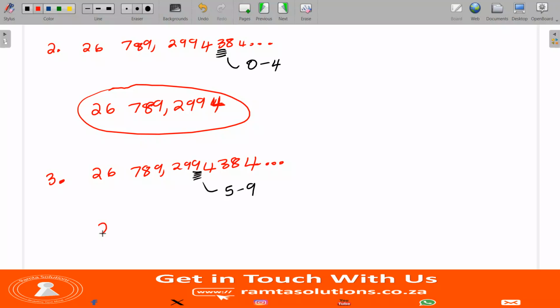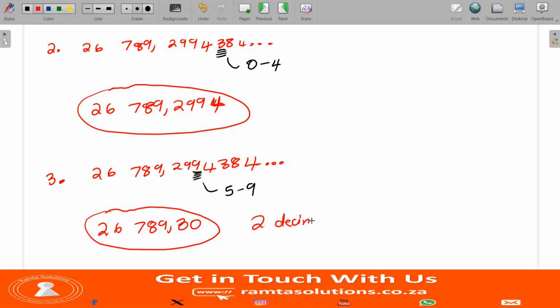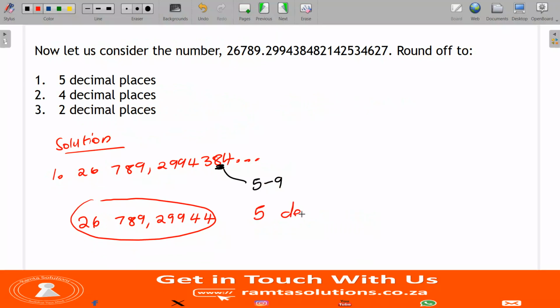So this will then become 26,789 point, and this 9, when it increases by 1, becomes 10, so this therefore will become 3. Check this out. This then becomes 26,789.30. Do you see this? This is to 2 decimal places, and then this was to 4 decimal places, and the first one was to 5 decimal places.